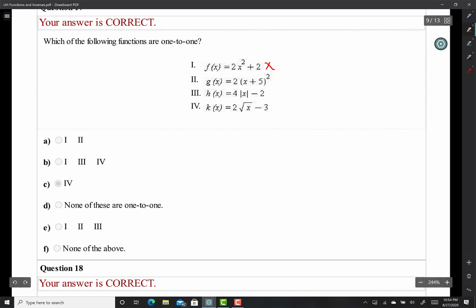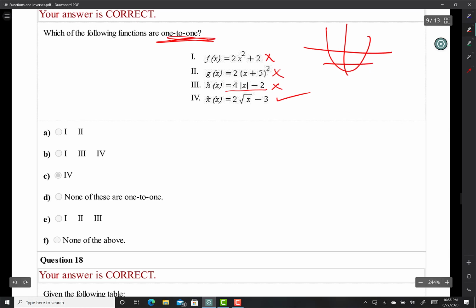Nope, that's a parabola. Parabolas are not one-to-one functions because they do not pass the horizontal line test. So for a function to be one-to-one, it must pass the horizontal line test and vertical line test. Again, we have another parabola there, so nope. Check this out. That one is an absolute value, another no. And the only one there is the square root one, number 4. So let's look for that one. There it is. That's the only one, guys.